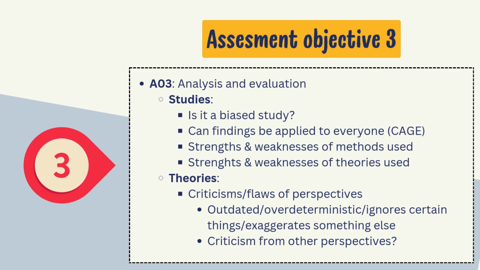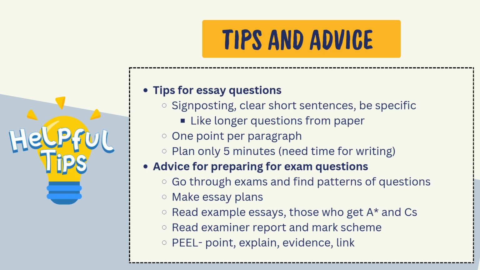And then there could be criticisms from other perspectives. For example, the New Right goes against functionalism. But you have to always use evidence of those criticisms, and you're saying perspectives go against each other, as do studies and everything. And now some final tips and advice for essay questions.